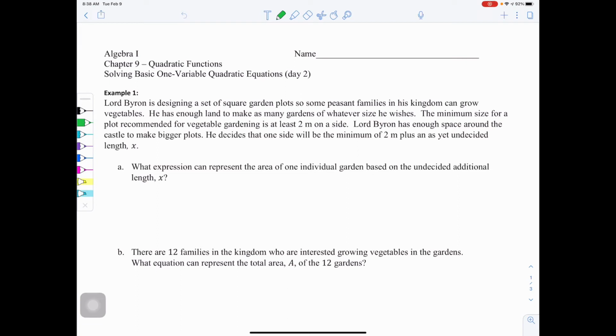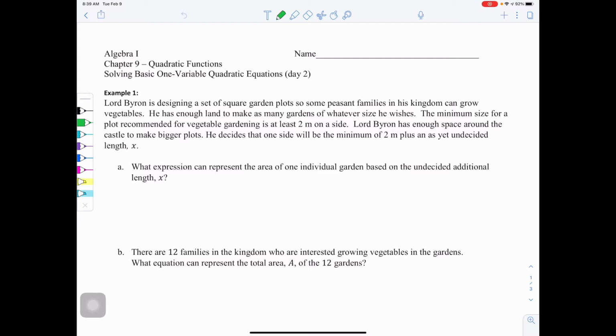Today's lesson is called Solving Basic One-Variable Quadratic Equations, Day 2. We'll start with example 1. Lord Byron is designing a set of square garden plots so some peasant families in his kingdom can grow vegetables. He has enough land to make as many gardens of whatever size he wishes. The minimum size for a plot recommended for vegetable gardening is at least 2 meters on each side.